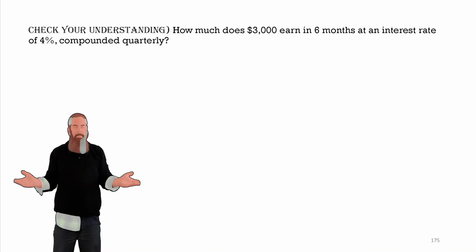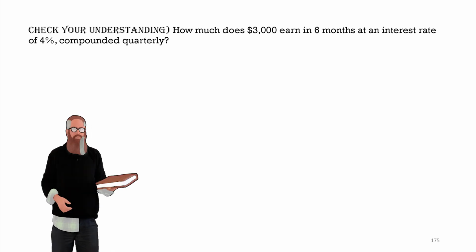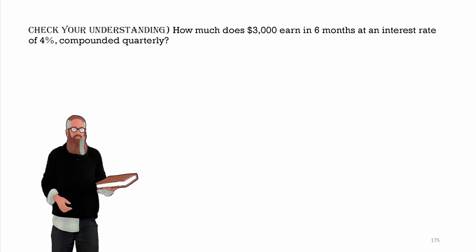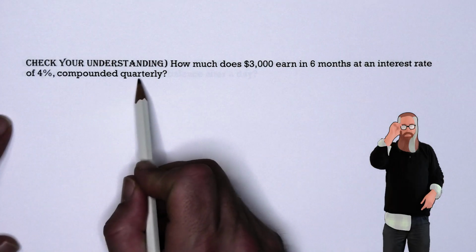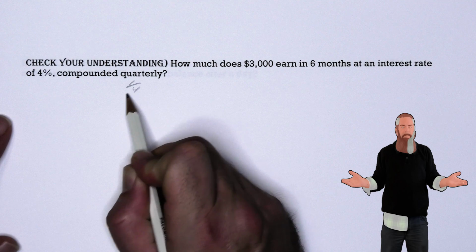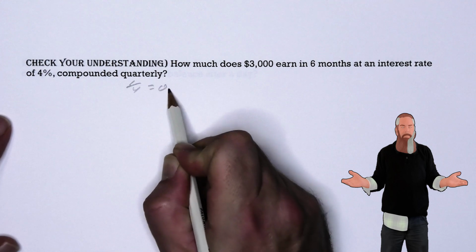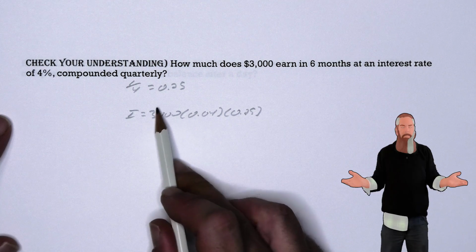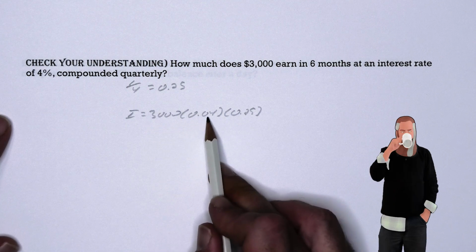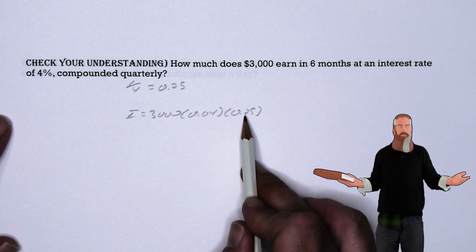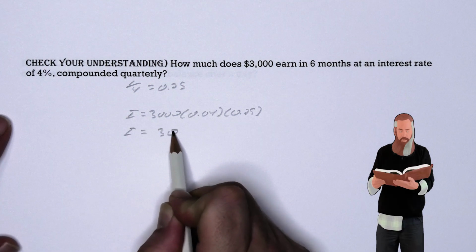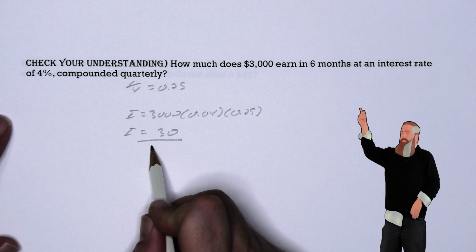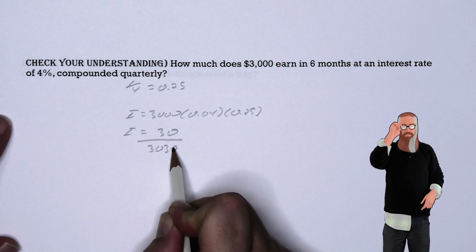Let's check our understanding and see how much $3,000 earns in 6 months at an interest rate of 4% compound quarterly. Remember, compound quarterly means that time frame is going to be equal to 1/4 or 0.25. So we set up our simple interest formula with the principal of $3,000 times the 4% interest times the quarter of a year. We see that there is $30 in interest earned. Add that to the $3,000 that the account started with, and we get $3,030.